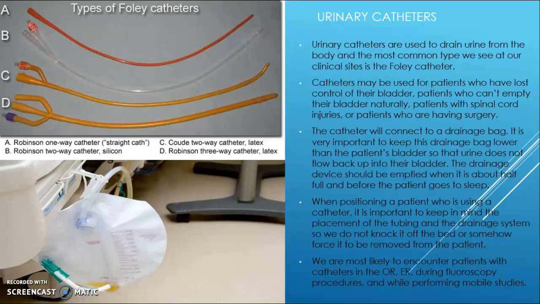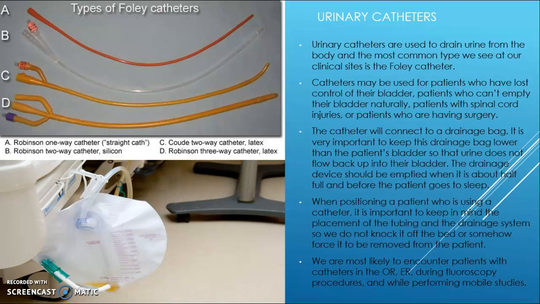Next up is urinary catheters, which are used to drain urine from the body. And the most common type we see at our clinical sites is the Foley catheter. There's 4 different types of Foleys we can see on the top picture there. The catheter will connect to a drainage bag, shown in the bottom photo. It is very important to keep this drainage bag lower than the patient's bladder so that urine does not flow back up into it. The drainage device should be emptied when it is about half full and before the patient goes to sleep.